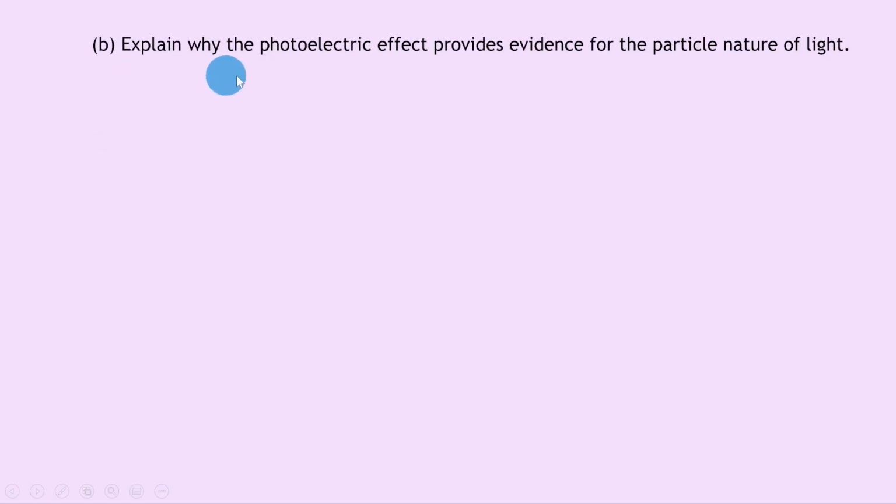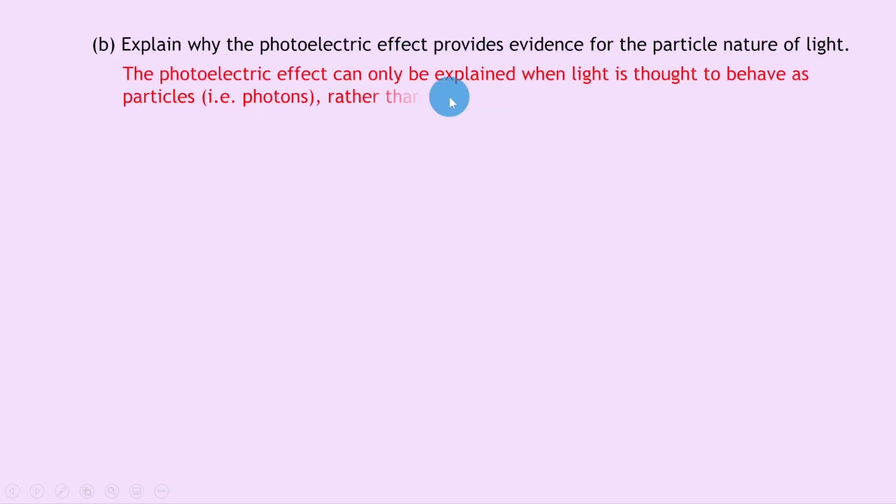Part B then says explain why the photoelectric effect provides evidence for the particle nature of light. Well, this is because the photoelectric effect can only be explained when light is thought to behave as particles, i.e. photons, rather than as waves. Or in other words, if we were to think about the light incident on a metal surface as travelling as continuous waves, then no electrons would be emitted from the metal surface and no photoemission would take place. But when we think about light travelling as photons, then we do see this idea of the photoelectric effect. We do see photoemission take place.